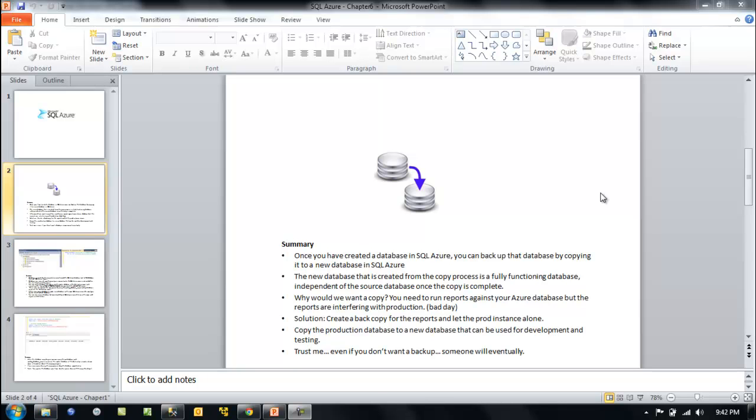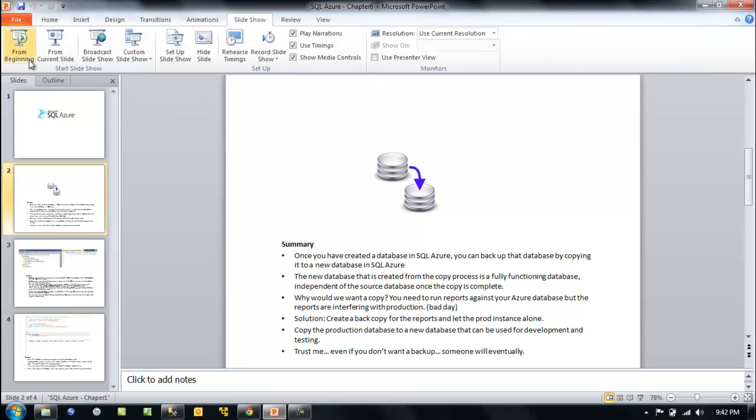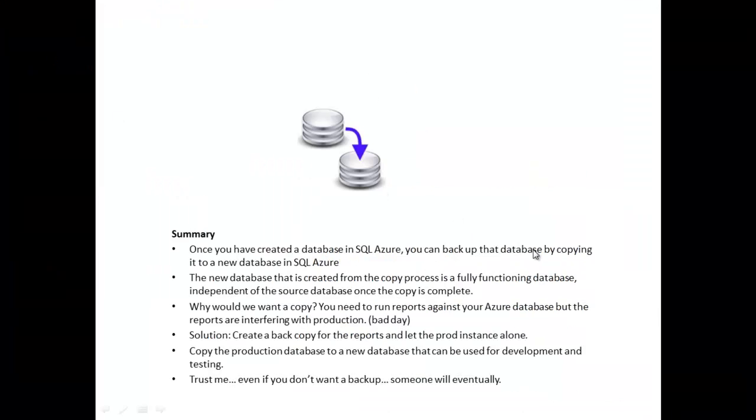Alright, so let's talk about the backup utility, or I'm not sure it's a utility, the backup command in Azure. So let's do our slideshow here. Current slide. Yep. Okay, so once we've created our database in Azure, we can back it up by copying it to a new database. The copy process creates a fully functional database, independent of the source database once the copy is complete.